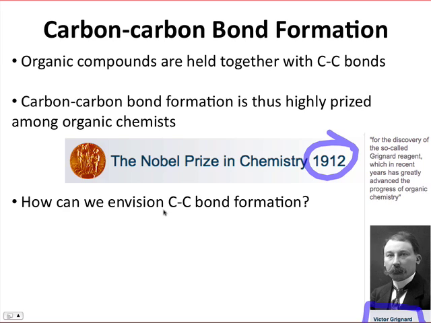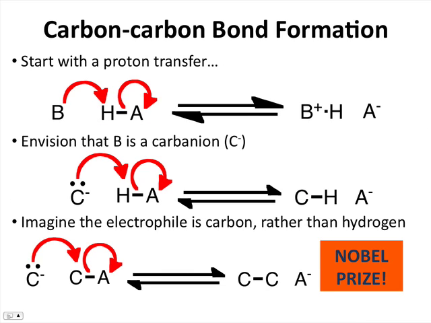And so now, let's turn our attention to thinking about how we can form C-C bonds and how we can envision that process occurring mechanistically. Remember, this chapter of the wiki is all about mechanisms of organic reactions and the elementary steps that comprise those mechanisms. So let's start by looking at the proton transfer step. It's the same diagram that we saw on the review slide.